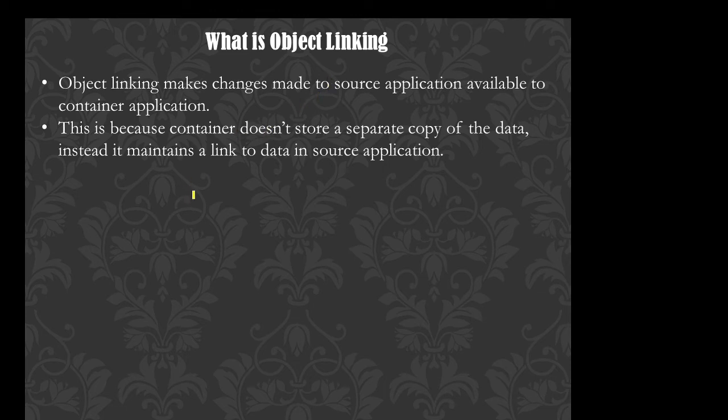Also, by using the link, we can get the methods and the data from the source application. The original copy of the data is in the source application only. It doesn't retrieve data from the source application into your client application, it just provides where it is. That is called object linking.